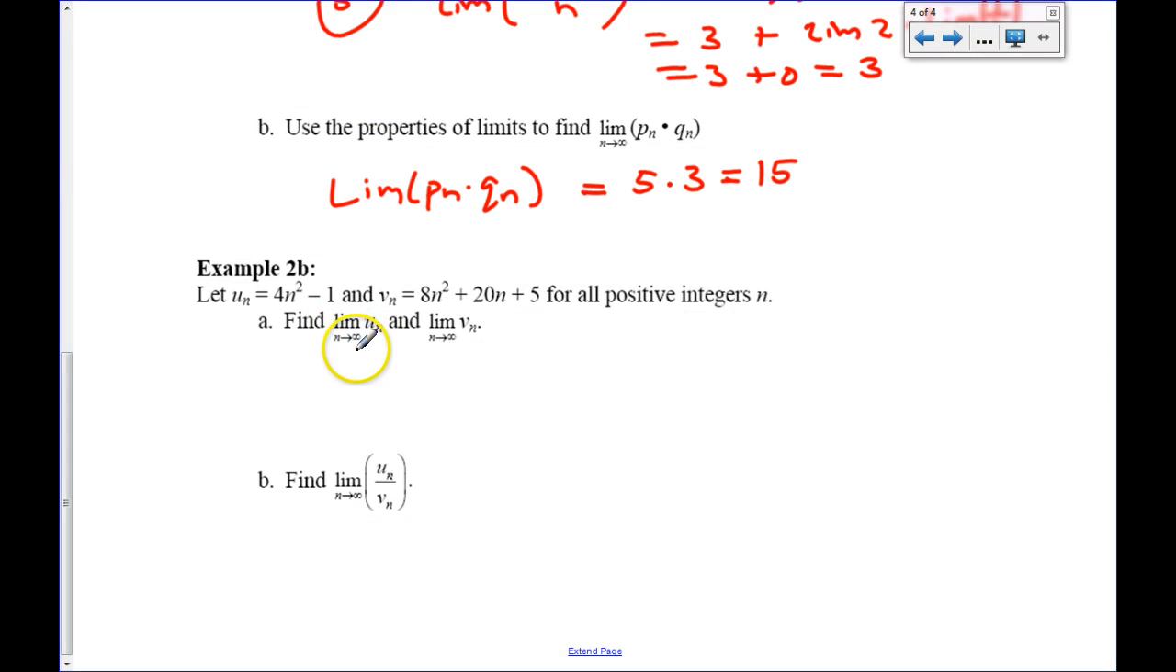Okay, so on this one, it says, first of all, find the limit of u sub n and find the limit of v sub n. What do you know about these two equations? What kind of function are they? You can factor it out. You could, but first of all, let's just talk about this. It's a quadratic, correct? Does that have any limits involved? No. The limit does not exist. Okay? No limit, or the limit does not exist.